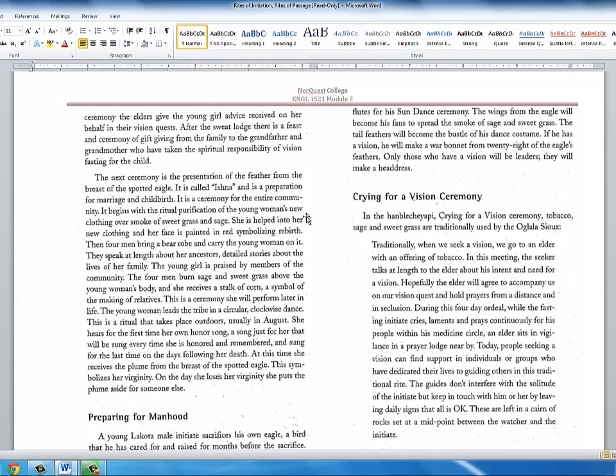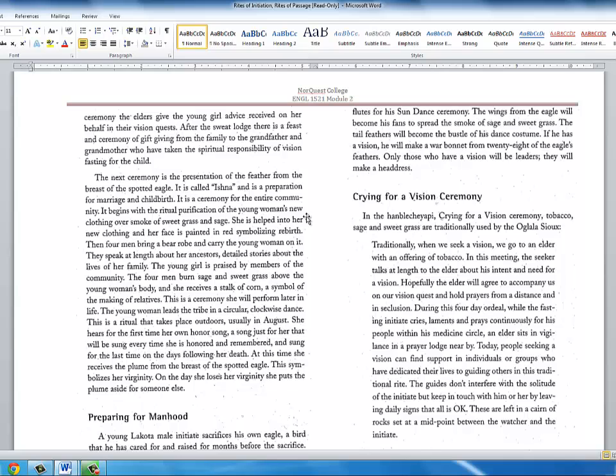The young girl is praised by members of the community. The 4 men burn sage and sweetgrass above the young woman's body, and she receives a stalk of corn, a symbol of the making of relatives. This is a ceremony she will perform later in life. The young woman leads the tribe in a circular clockwise dance. This is a ritual that takes place outdoors, usually in August. She hears for the first time her own honor song, a song just for her that will be sung every time she is honored and remembered and sung for the last time on the days following her death. At this time, she receives the plume from the breast of the spotted eagle. This symbolizes her virginity. On the day she loses her virginity, she puts the plume aside for someone else.